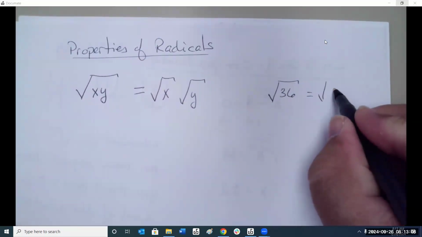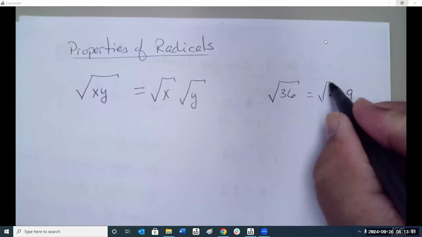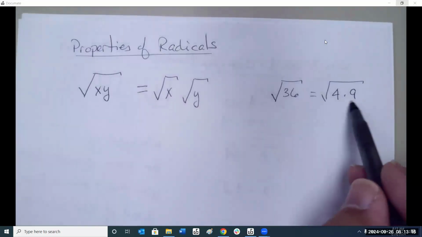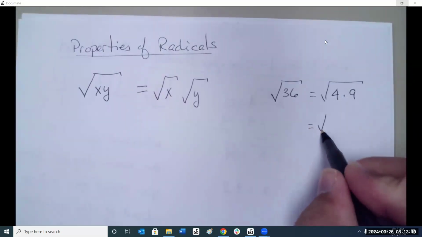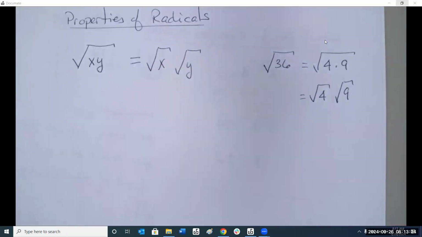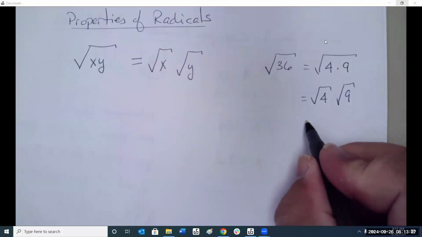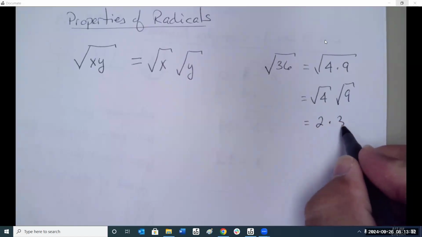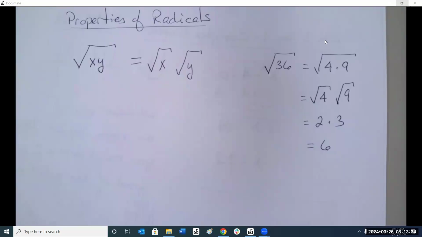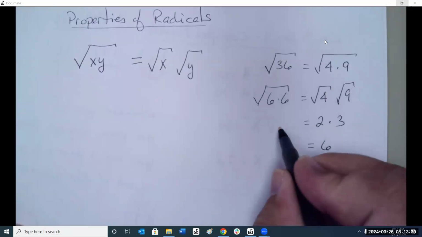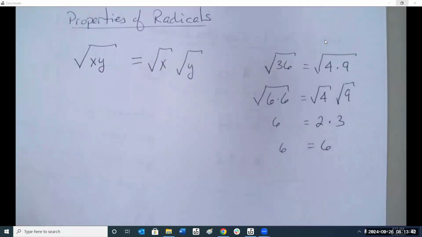36 is made up of what? 4 times 9. Yeah, I said we know it's 6 times 6. That's too easy. But now let's look at this. If we split them up, we have the square root of 4 and the square root of 9. The square root of 4 is 2. The square root of 9 is 3. 2 times 3 is 6. Even though we did know that 36 is 6 times 6, so it equals 6. But there's more than one way of doing it.